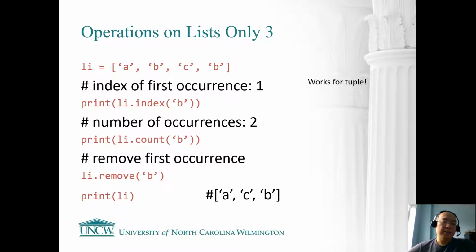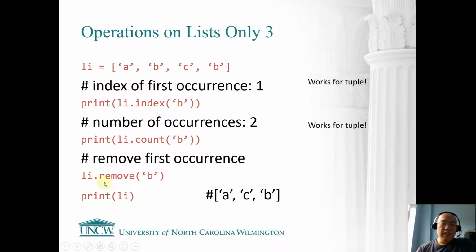How about count? Say I want to count how many B occurrences there are in this list. I'm going to get a 2, because there are 2 B's, one here and one here. If we change it to a tuple, can I do the same thing? The answer is yes, because again, we are doing a search and counting. Have I made any changes to the list or tuple? No, we are only scanning, right?